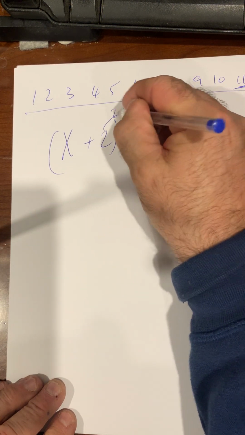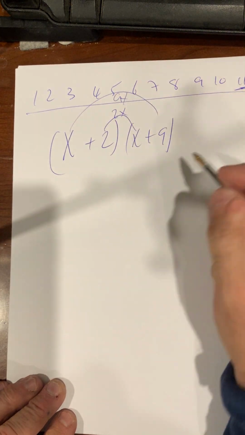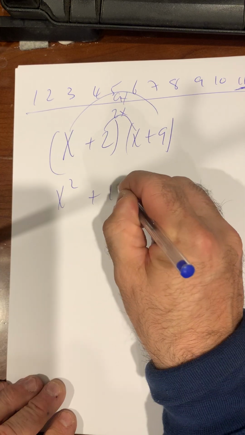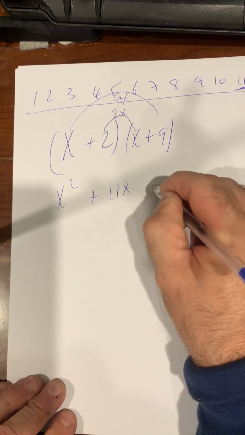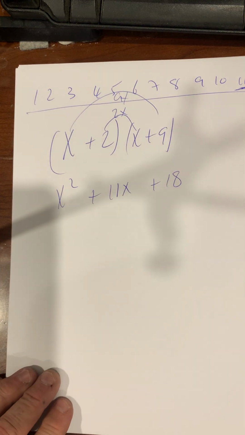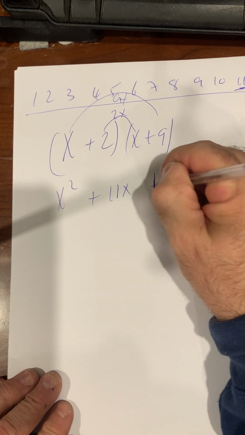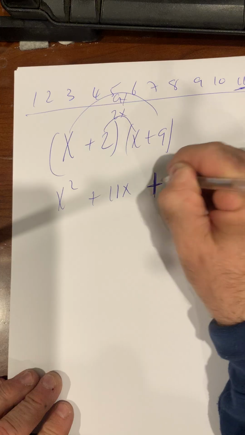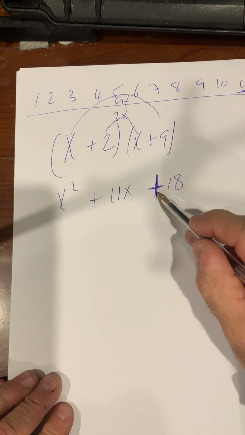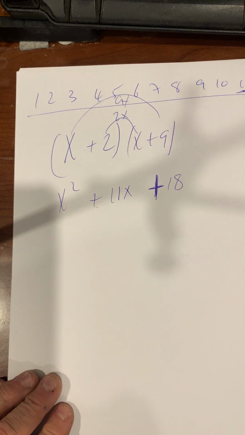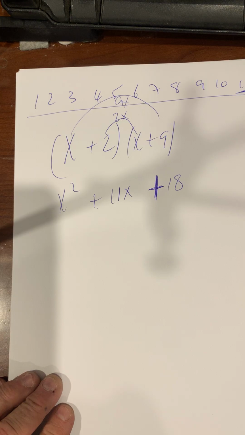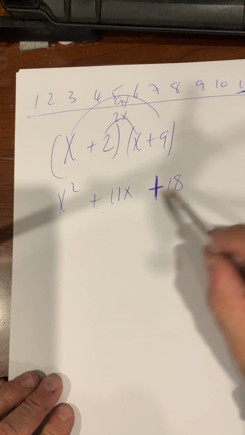Now let's multiply that out. Let's use FOIL. We have 2x and 9x, and we have x squared plus 11x plus 18. This plus will tell us they're both the same sign, and they're both positive. 2 times 9 is 18, and 11x.